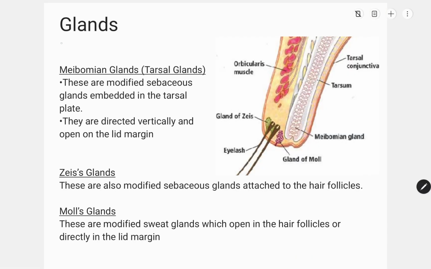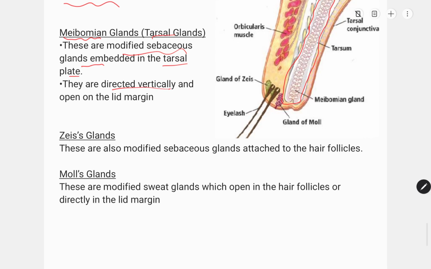Then we will talk about the glands. First one is the meibomian glands. These are present inside the tarsal plate. So these are also known as tarsal glands. They are actually modified sebaceous glands that are embedded in the tarsal plate. They are directed vertically. So this line is important surgically when we will discuss different diseases. This is very important because they are directed vertically.